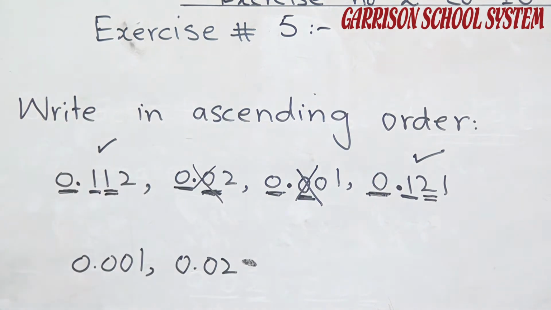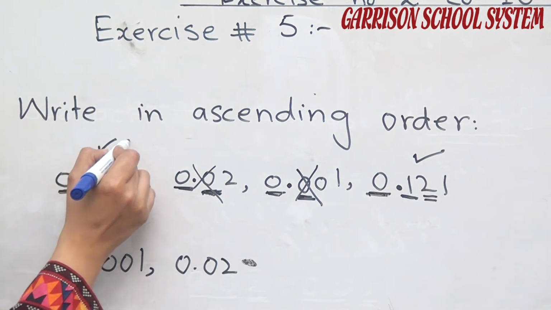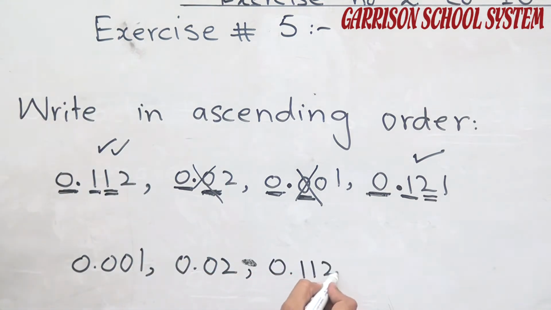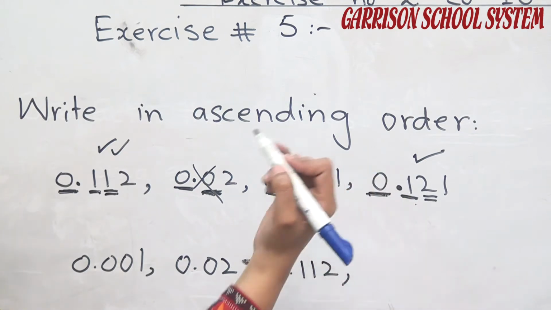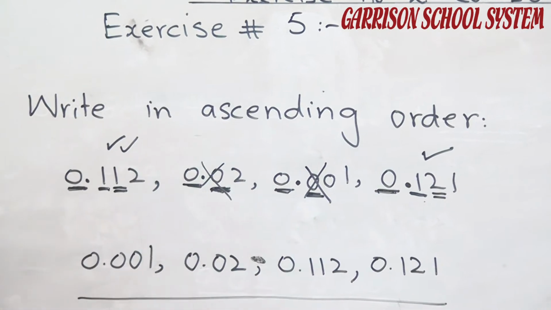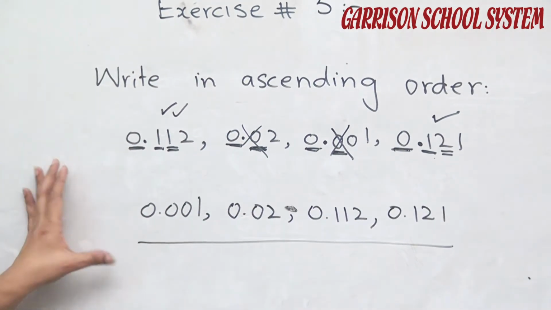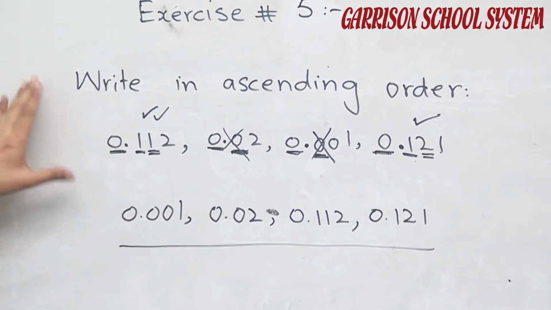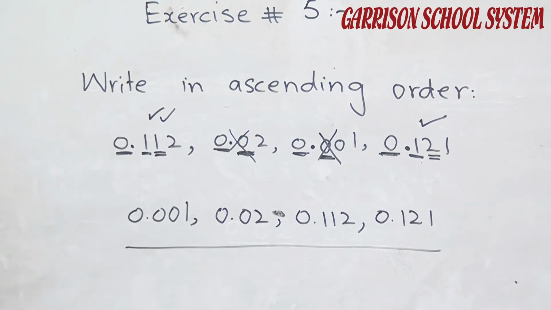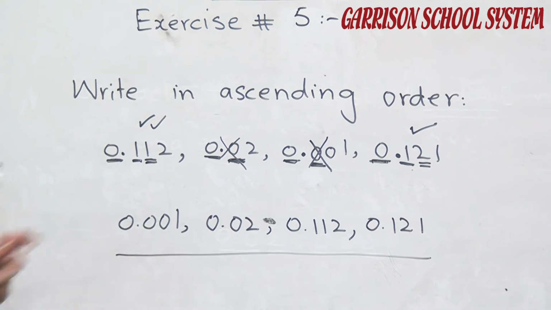Which will be the smallest? Yes, this is the smallest digit. So we will write the smallest number here, and after this we have just this number, which we can write completely. So we will solve the parts of exercise number 5 in this way. You can solve all the decimal parts by yourself.